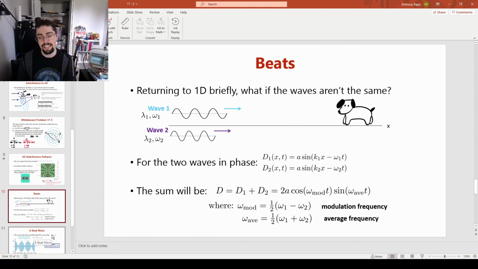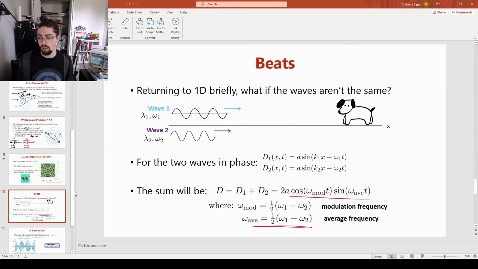If the waves aren't exactly the same, we run into this interesting situation where we are essentially solving out. When we solve out, we add up these two displacements together. Our result is now this wacky thing: 2A cosine of omega modulation times t, times sine of omega average times t. And this is kind of meaningless on its own. The average is literally just average, split the difference between the two frequencies. Modulation is like a half difference kind of deal, though.